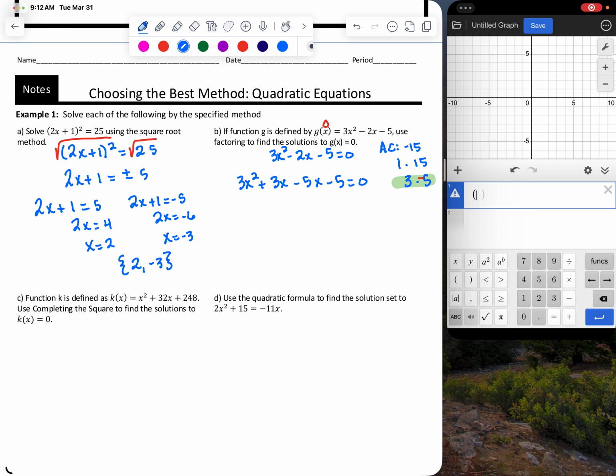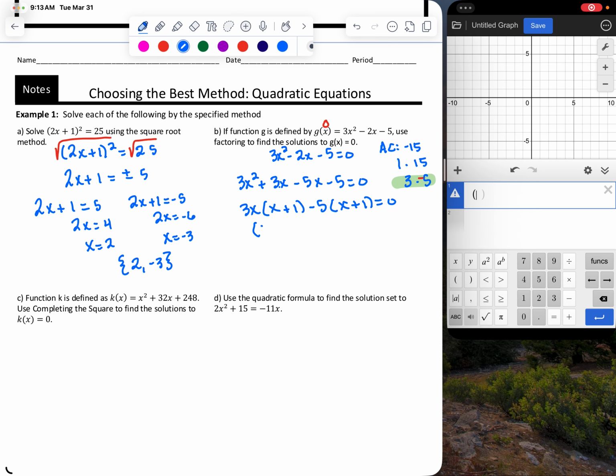Now, take out the greatest common factor. So the greatest common factor of 3x² + 3x is 3x. 3x² divided by 3x is x. 3x divided by 3x is 1. The greatest common factor of -5x and -5 is -5. -5x divided by -5 is x, and -5 divided by -5 is positive 1.